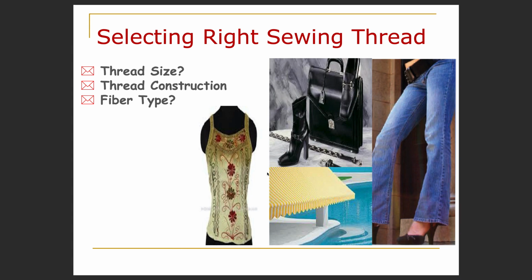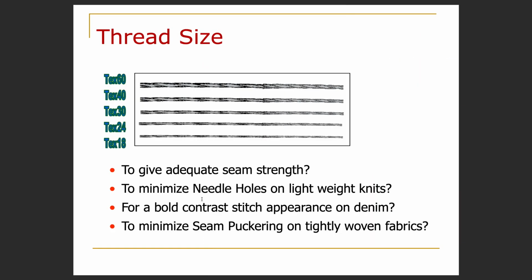So we need to understand that on what kind of sewing machine we are working, what kind of material we are working with, what would be the end use or the application area of the product that we are developing. Based on that, the right kind of sewing thread needs to be selected. So adequate seam strength is required.